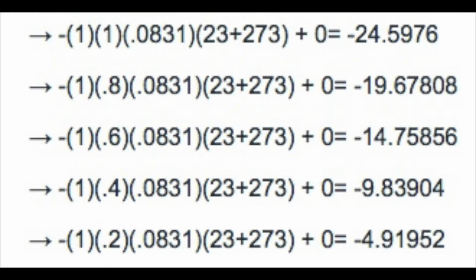because the water potential for the 1 molar solution was negative 24.5976, negative 19.67808 for the 0.8 molar solution, negative 14.75856 for the 0.6 molar solution, negative 9.83904 for the 0.4 molar solution, and negative 4.91952 for the 0.2 molar solution.